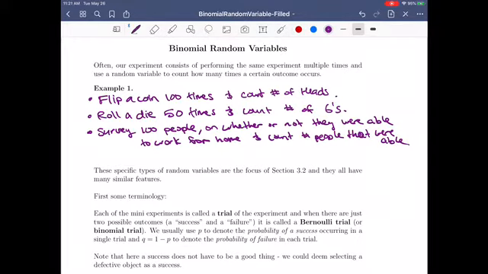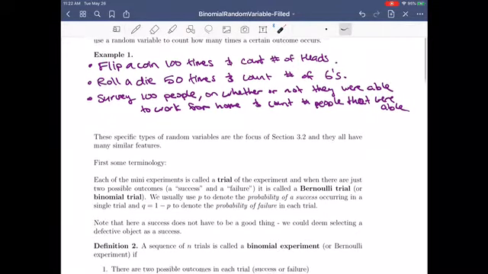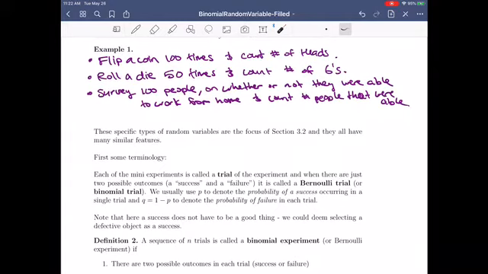Each of these things you're doing is the same sort of mini experiment. In the first ones, the mini experiment is to flip a coin or roll a die, or in the survey it is each person. Each of the 100 people, you're asking them a question. That's the mini experiment. So these types of random variables are the focus of this section. They have many similar features.